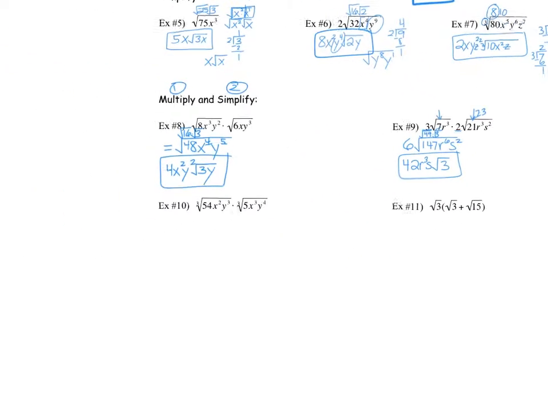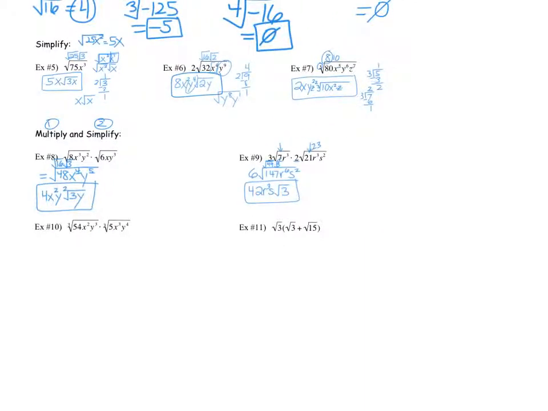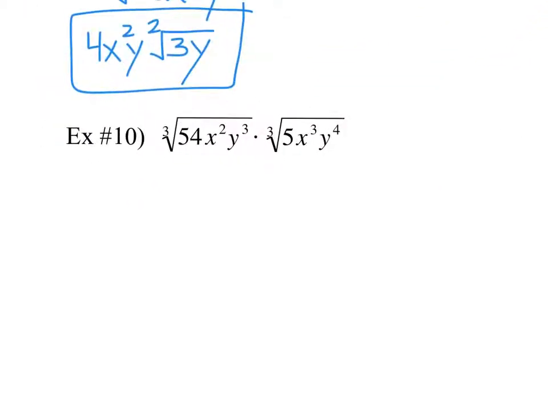All right, let's go on. Number 10. Okay, cube roots. They're both cube roots. Let's go ahead and multiply them together. What is 54 times 5? I don't know. 5 times 4 is 20. What is that? 270. Yes, good. Man, I come from a calculator era. I need my calculator. 270.